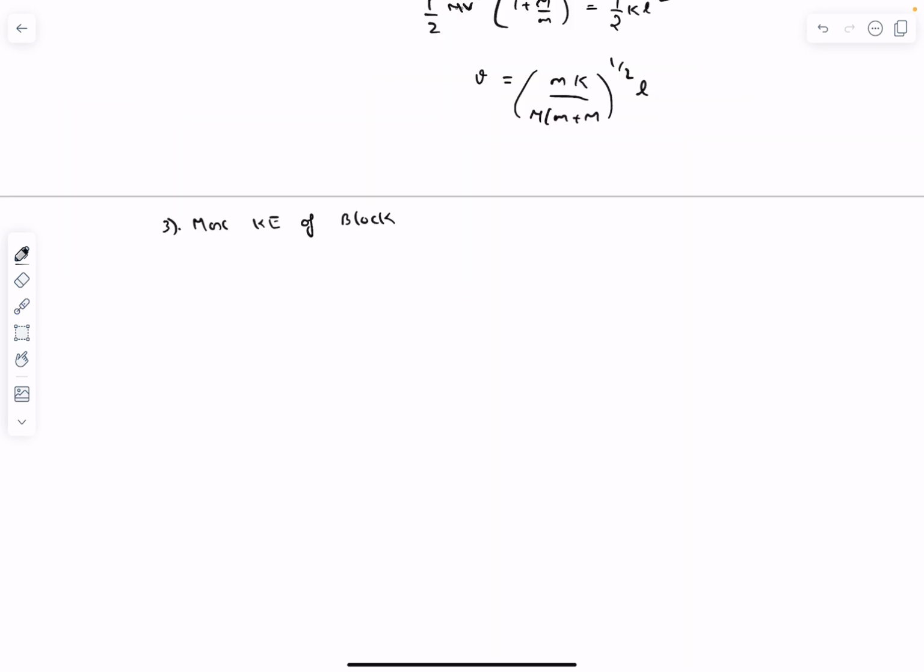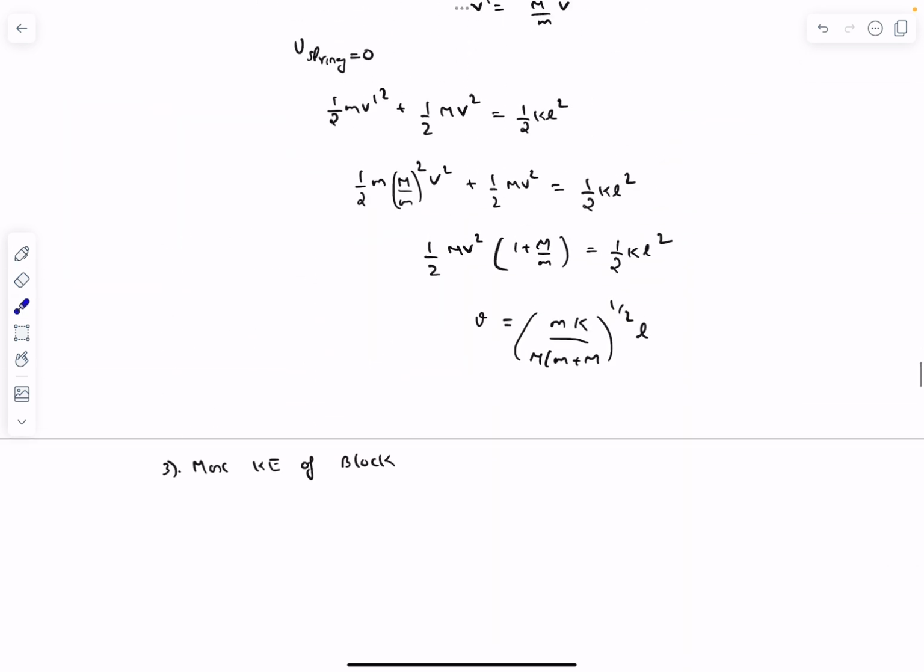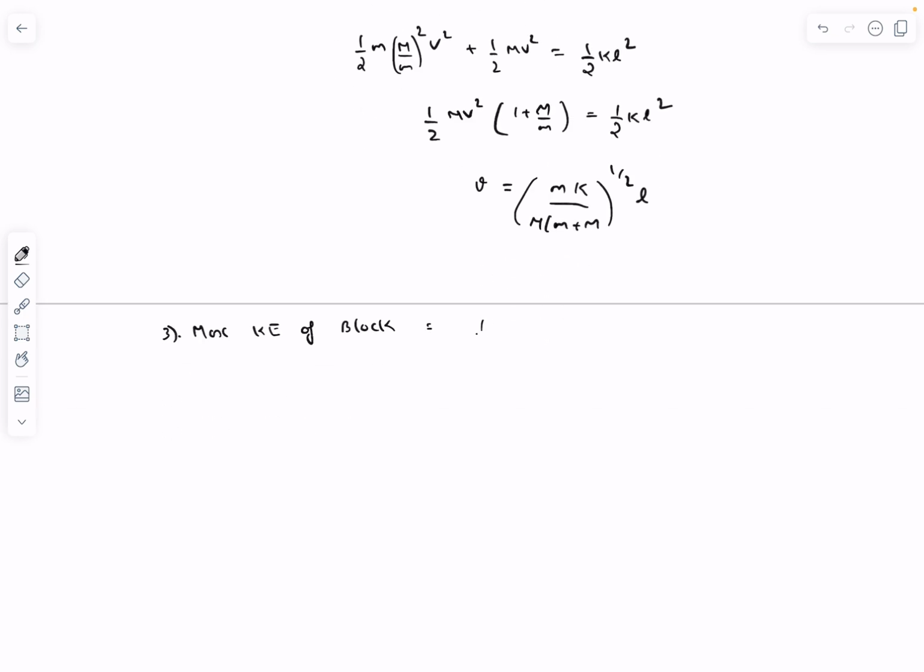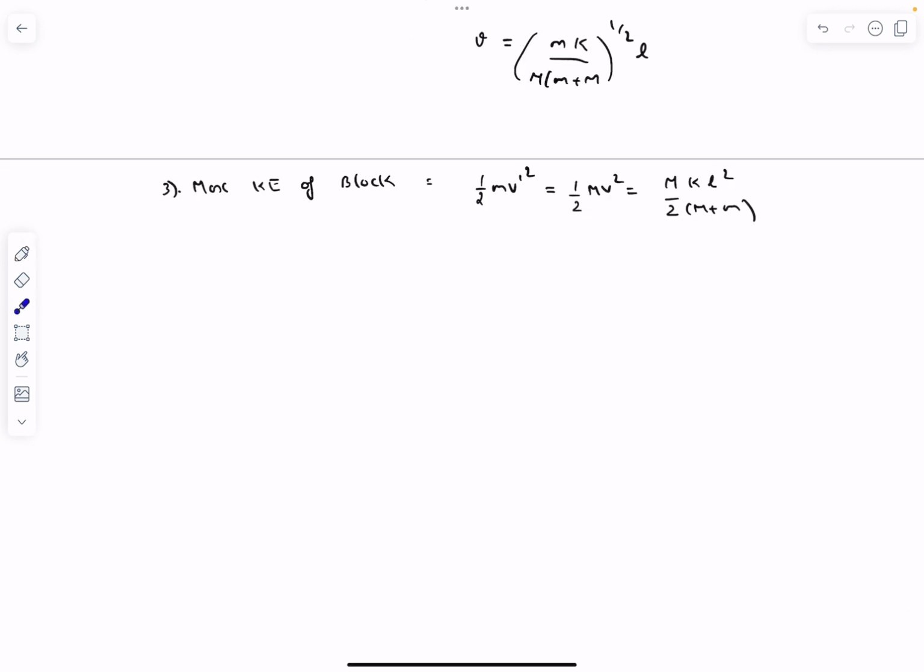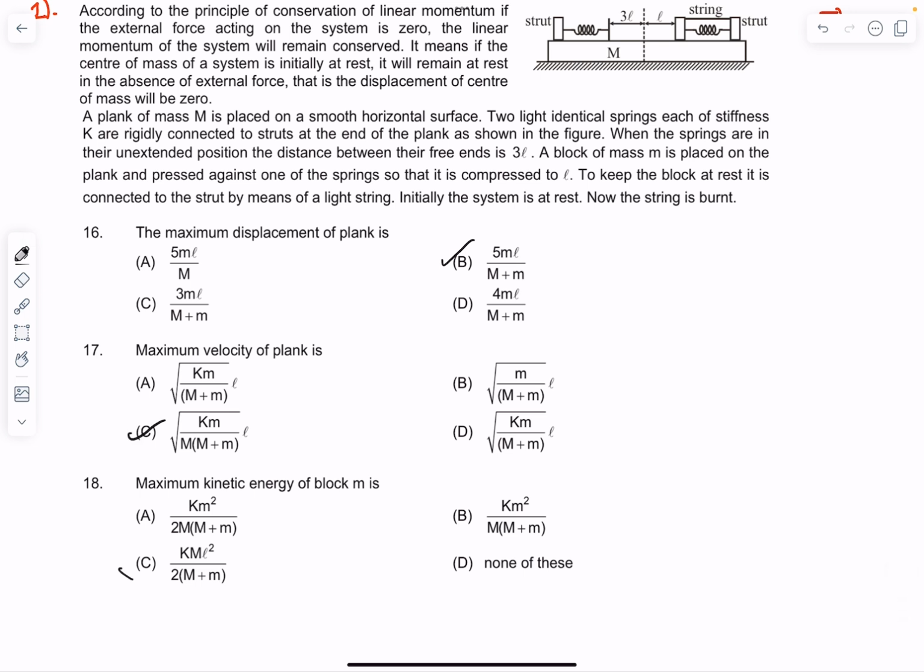Now the third option is asking us what is the max kinetic energy of the block. This is quite straightforward. That will just be half m v dash squared, because we just figured out this is the instant when the velocity of both the block and the plank is maximum. So this is just going to be half small m v dash squared. After substituting v dash in terms of v, you'll get the answer as this particular value. So the answer to this question will be B, C, and C. Now let's move to the next question.